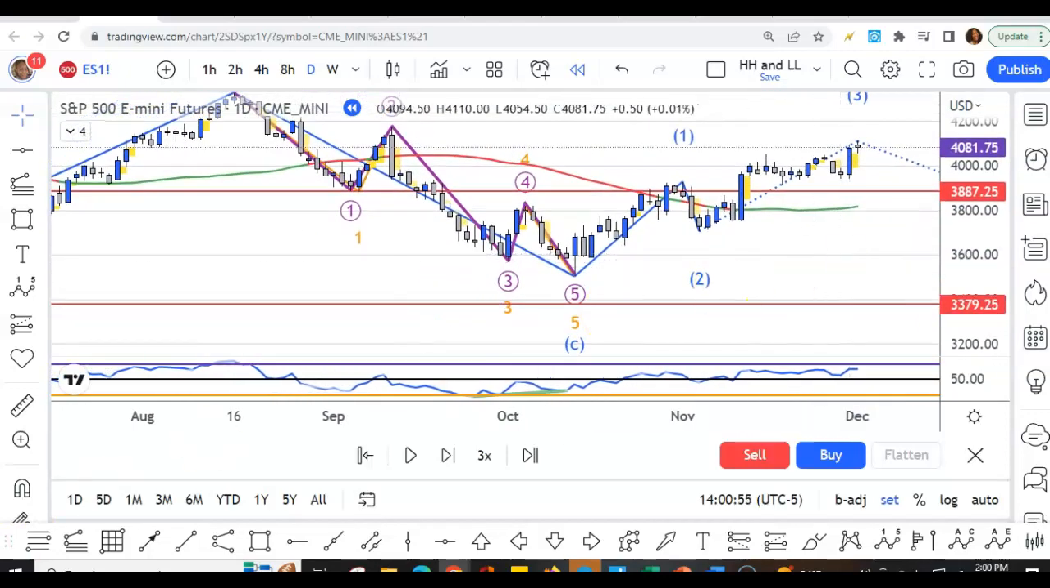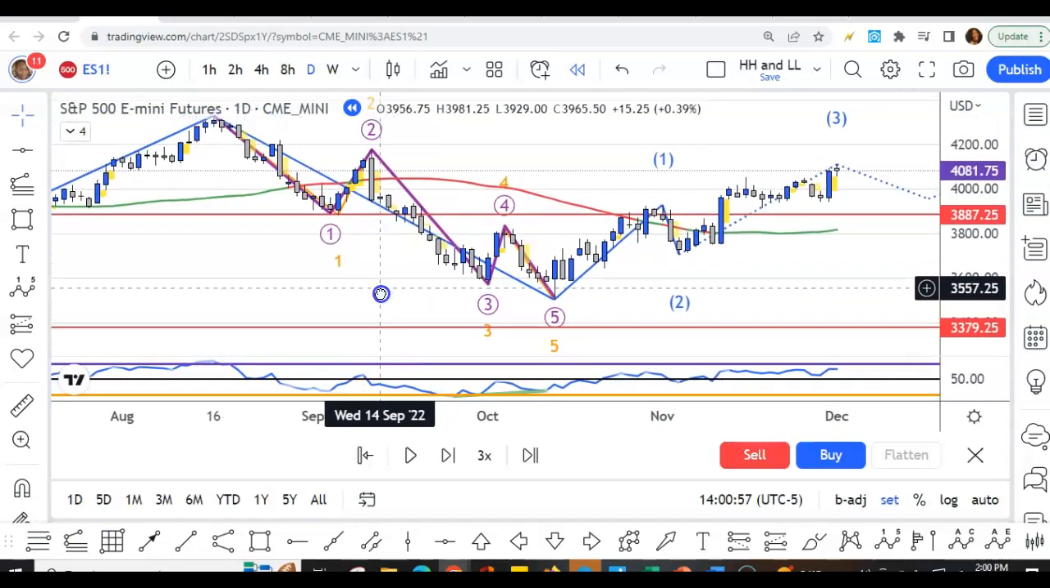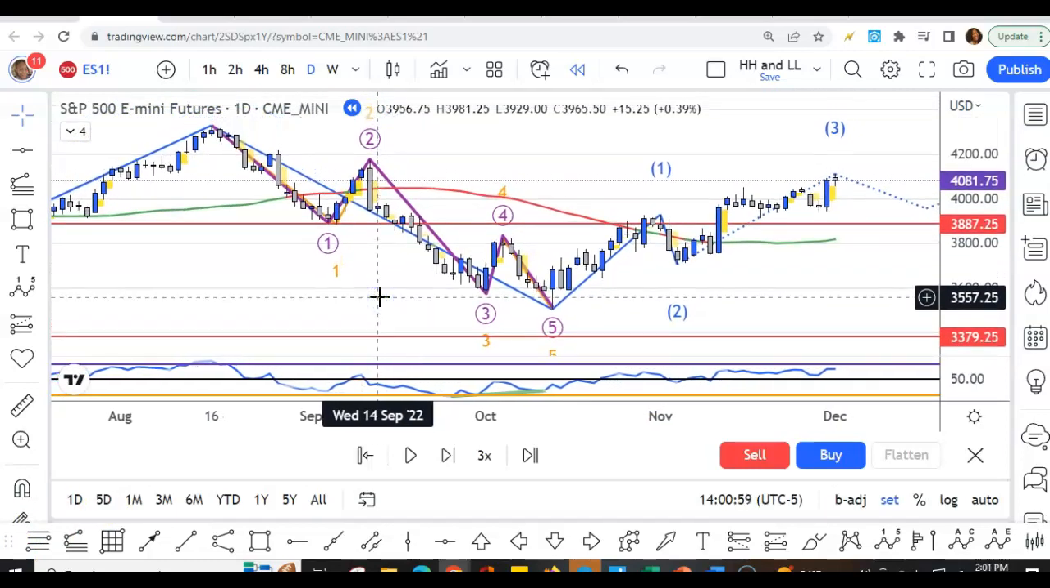So I hope you guys were able to learn something from this video, specifically on how to map out the legs, because that's what's really important.